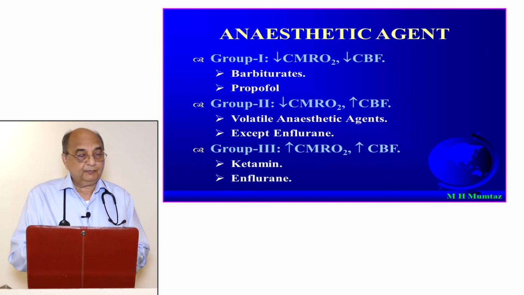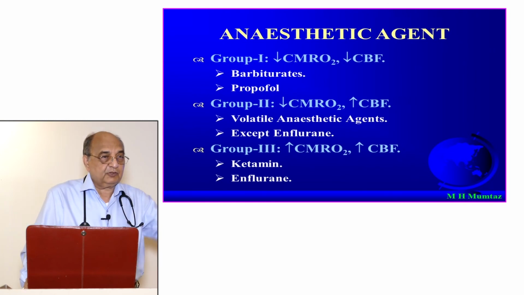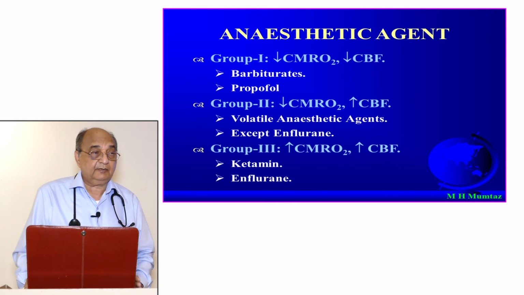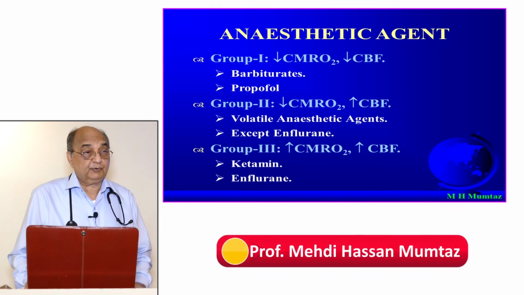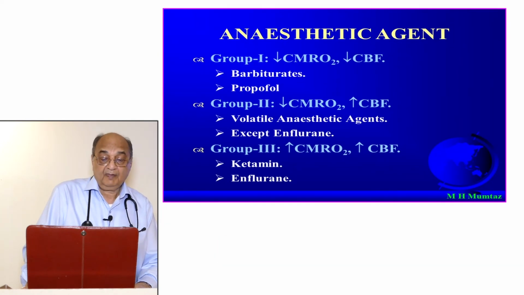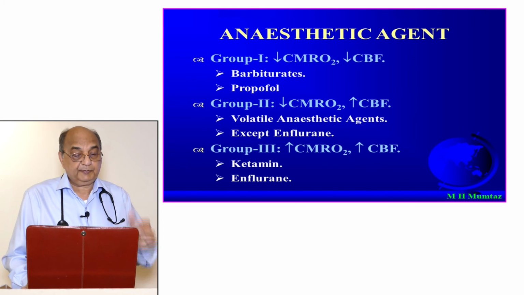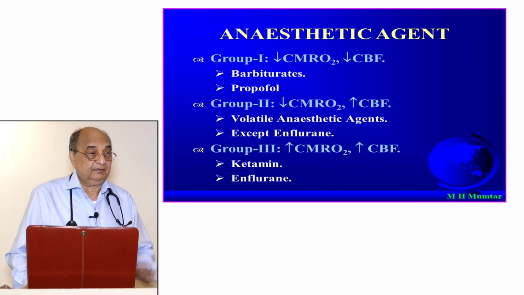Group 2 is the volatile anesthetic agents. They lower the CMRO2 because they suppress the neurons, but they cause a vasodilatation, so they will increase the cerebral blood flow. So they will tend to increase the ICP, intracranial pressure. Now, the exception to this is enflurane. The exception to the first group is ketamine, right?